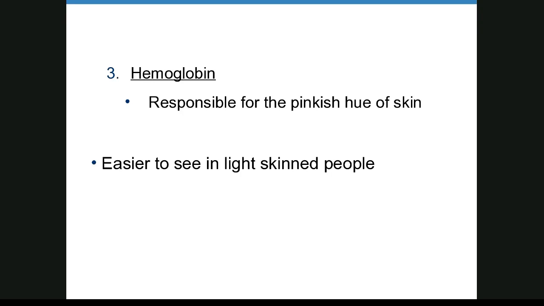Hemoglobin is responsible for the pinkish hue in the skin. Now, in light-skinned people, you can easily see if they get hot, they turn red. The exact same phenomenon happens in very dark-skinned people. It's just covered up by the melanin. Also, if the person does not have enough oxygen, in a light-skinned person, the hemoglobin will look bluish, so they'll turn bluish, whereas in a dark-skinned person, they may actually look sort of grayish.